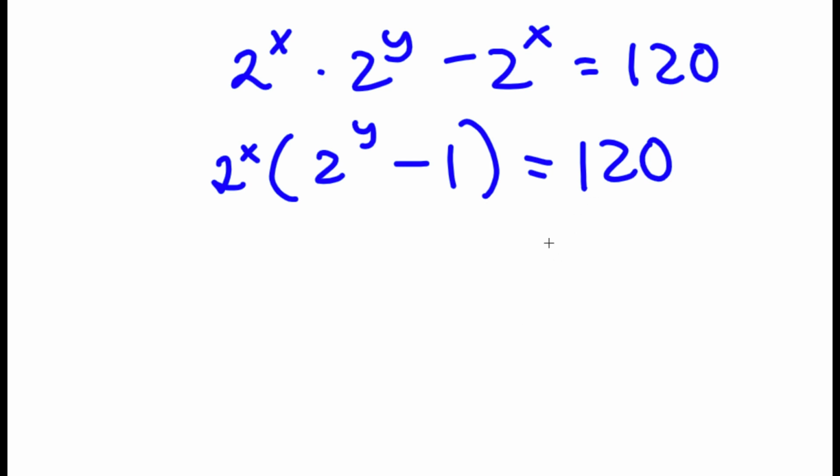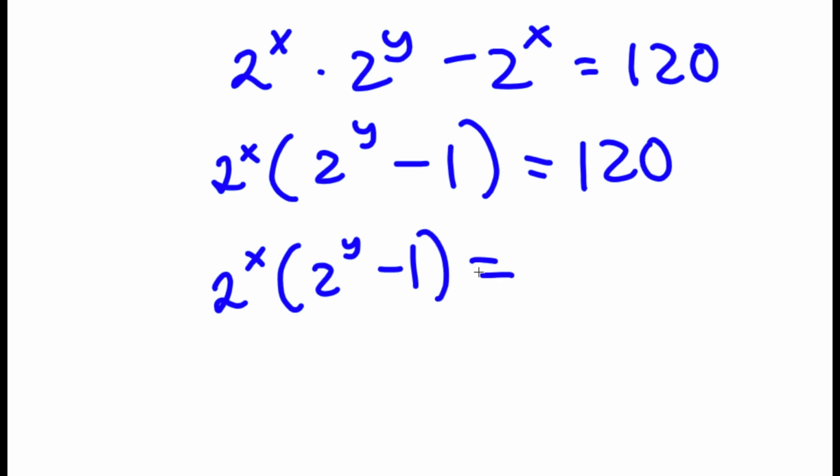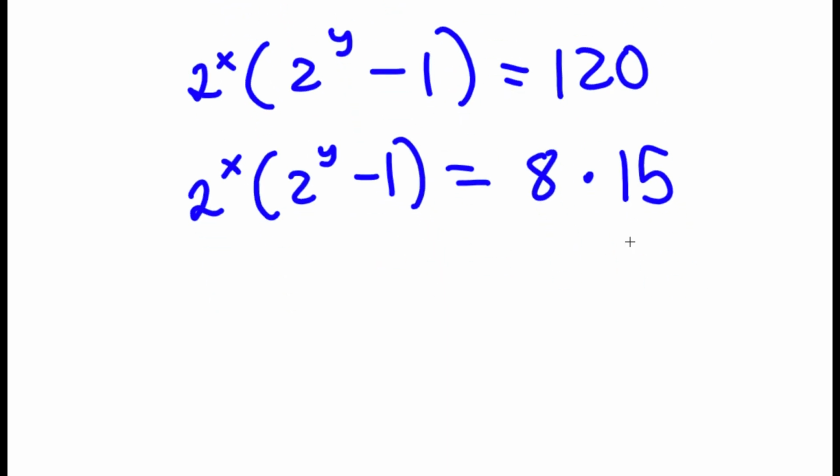Now, 120 is the same thing as eight times 15. And notice how 2 to the power of x is going to result in an even number, because 2 to the power of any number is going to be even. And 2 to the power of y minus 1, well, 2 to the power of y is an even number, and an even number minus 1 is an odd number. So this is even, this is odd.